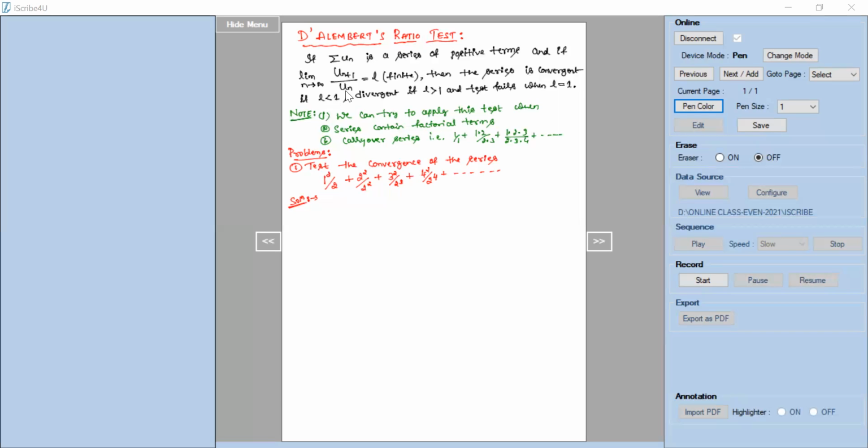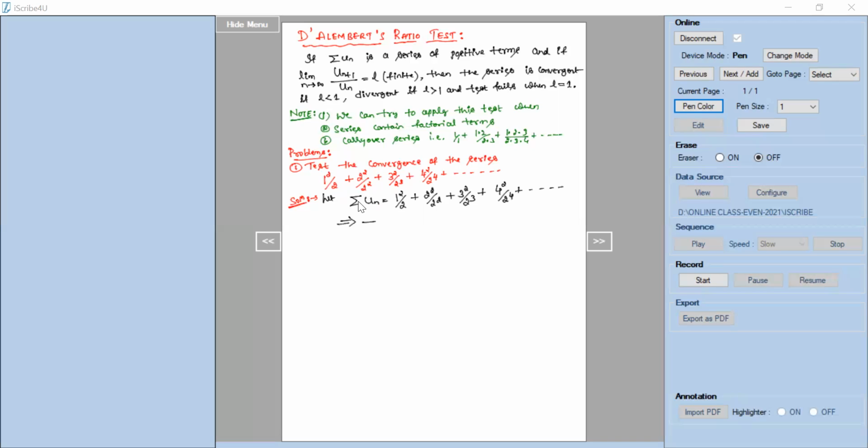It depends on what our un and u(n+1) are. When you calculate this ratio, if you get a simple term and are able to calculate its limit, you can apply D'Alembert's ratio test. So this test is applicable for most infinite series. Anyway, let us see how we can test the convergence of this infinite series. Let sigma un equal 1 square by 2 plus 2 square by 2 square plus 3 square by 2 cube plus 4 square by 2 power 4 and so on.